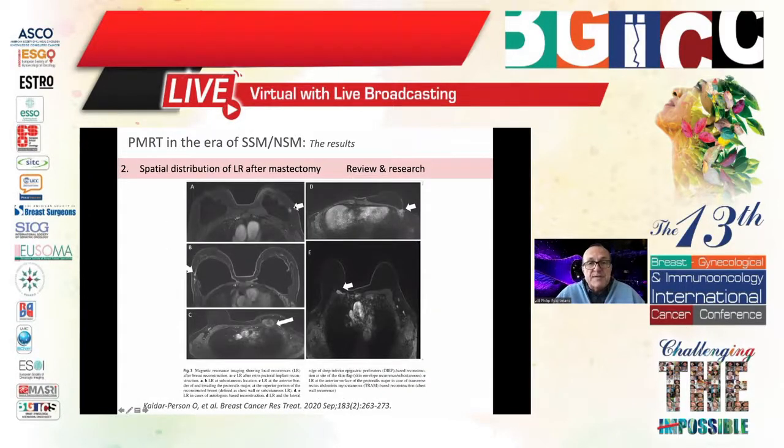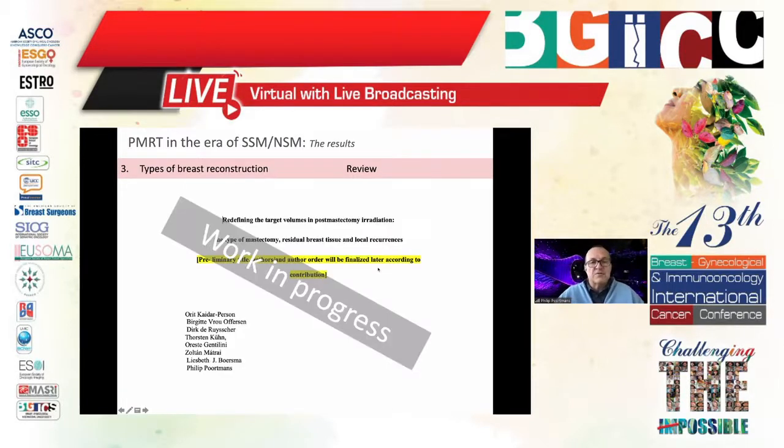Some examples: subcutaneous space, subcutaneous space, subcutaneous space. This is more deeply located. It might also be a lymph node recurrence. It invades into the pectoral muscle. And here also it's deeply located after a TRAM reconstruction, so with an autologous reconstruction.